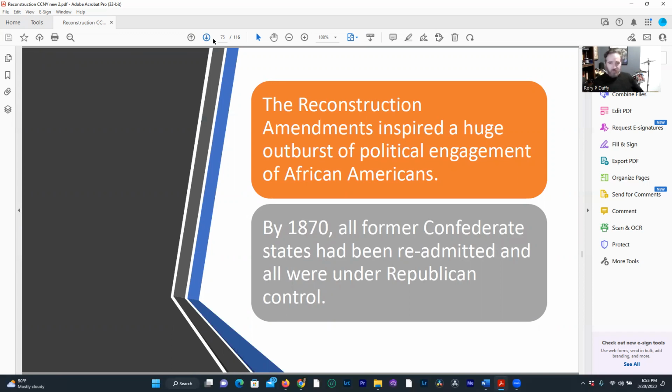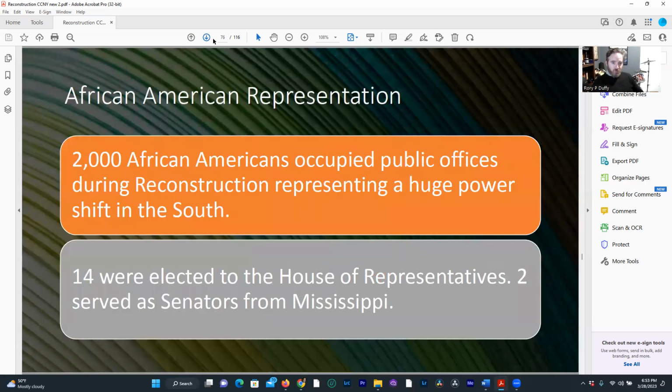And by 1870, all former Confederate states had been readmitted and were now under Republican control. African American representation was incredibly high in American politics. 2,000 African Americans occupied public offices during Reconstruction, representing a huge power shift in the South. 14 were elected to the House of Representatives.